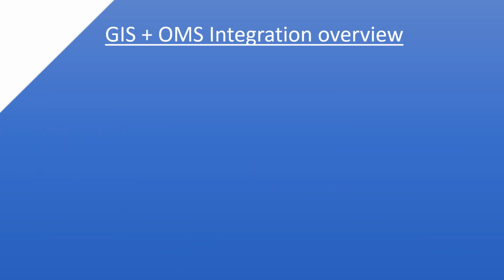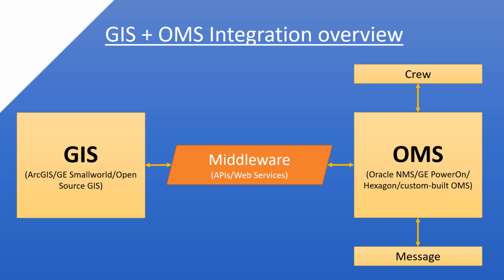GIS and OMS integration overview. For the GIS system, you can choose Esri ArcGIS, GE Smallworld, or any open source GIS package. The middleware, the integration layer, is either APIs or web services. For the Outage Management System, you can use any popular one like Oracle NMS, GE PowerOn, Hexagon, or a custom-built OMS.